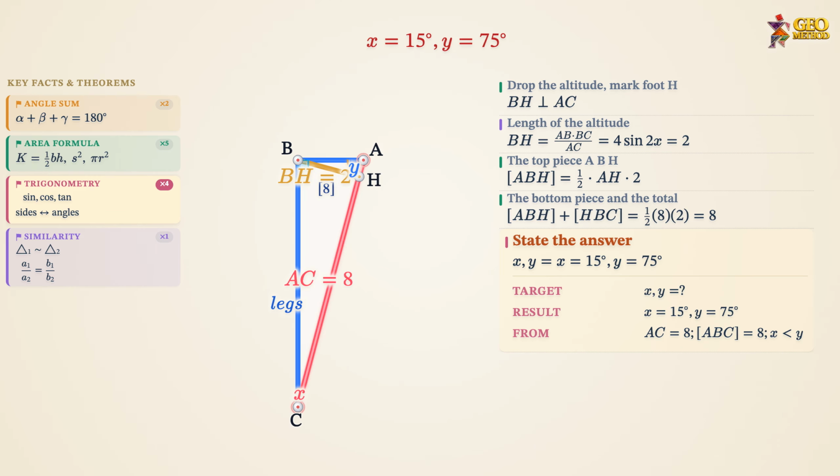So the answer is x equals 15 degrees and y equals 75 degrees. The final answer is x equals 15°, y equals 75°.